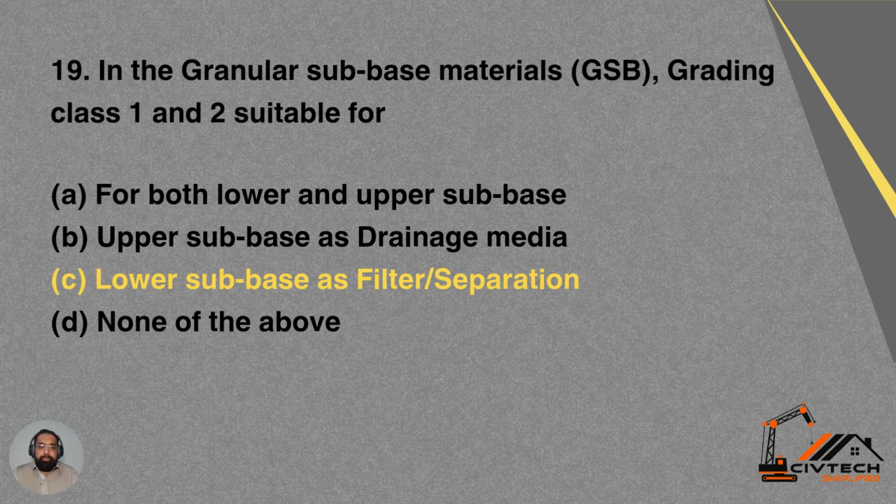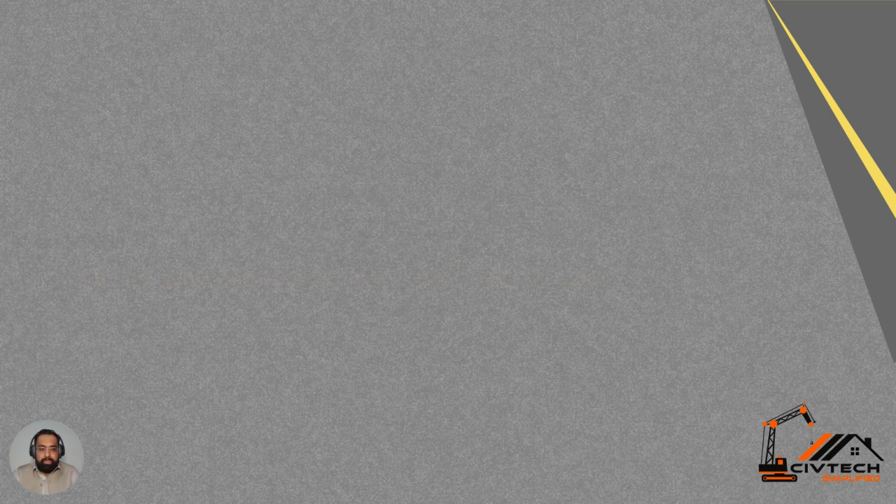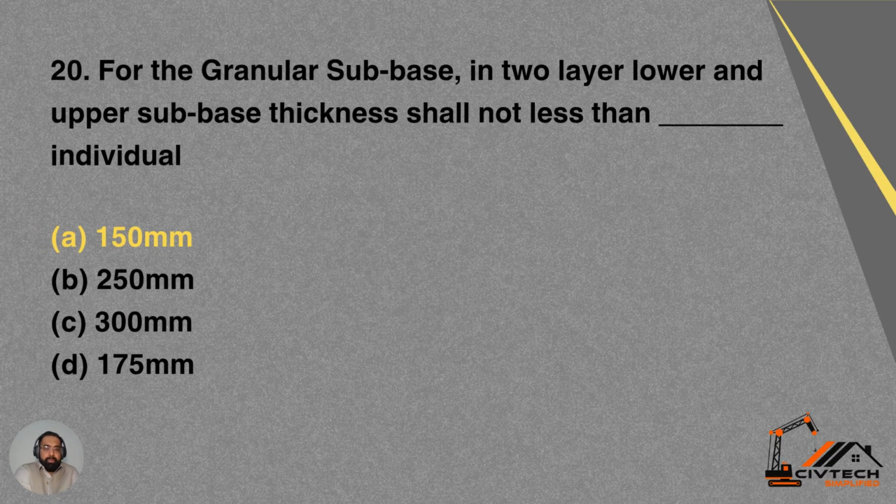In the granular subbase material, grading class 1 and 2 is suitable for: option A, both lower and upper subbase; option B, both subbase as drainage system; option C, lower subbase as filter specimen; option D, none of the above. So C is the correct answer for this question.